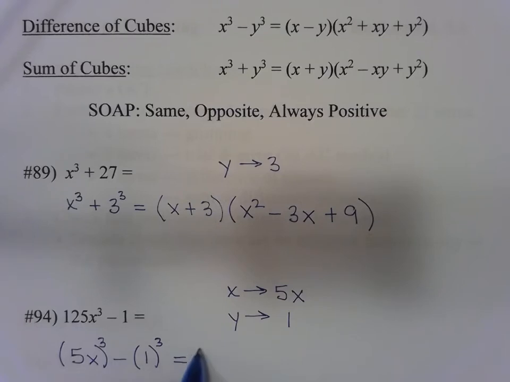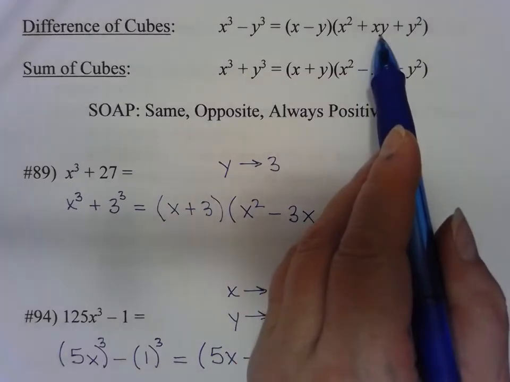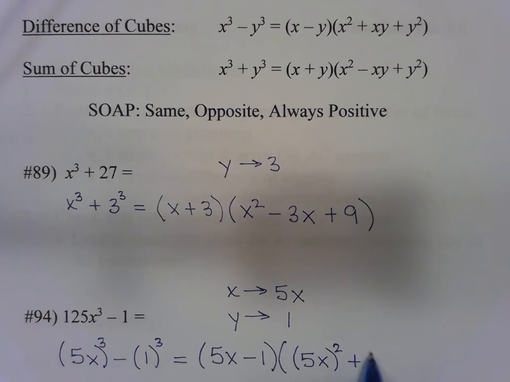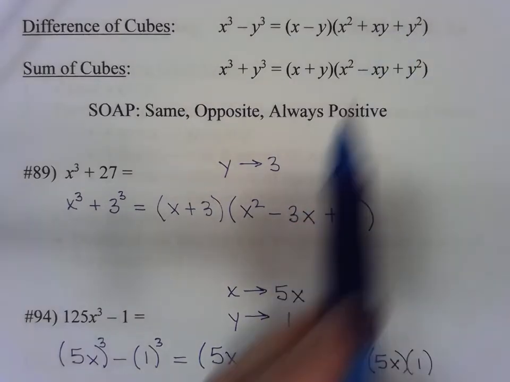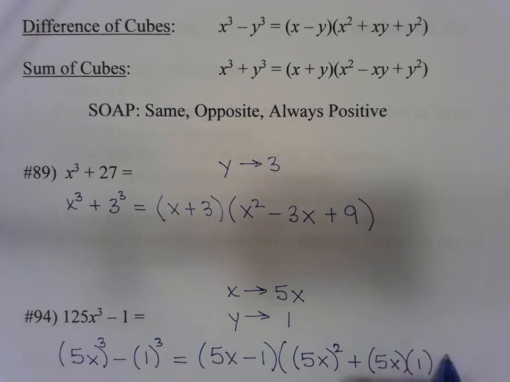So my first step is to just take off the cubes, so I'll have 5x minus 1. I'm going to write this one in a couple of steps. So next piece would be x squared, but I'm replacing x with 5x. So it's actually 5x squared, plus x times y. So plus 5x times 1, plus y squared. So plus 1 squared.